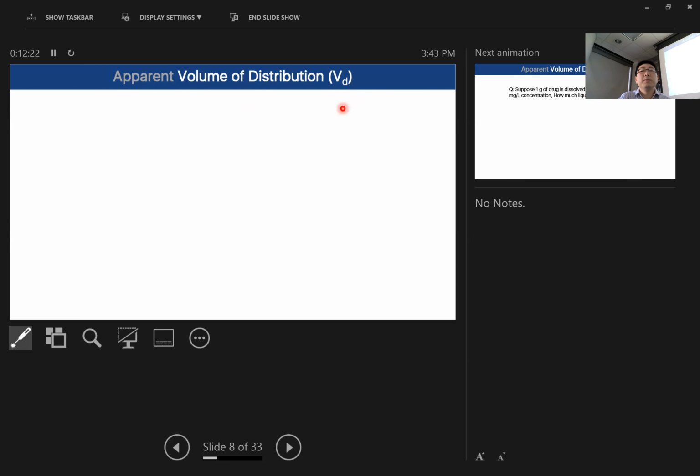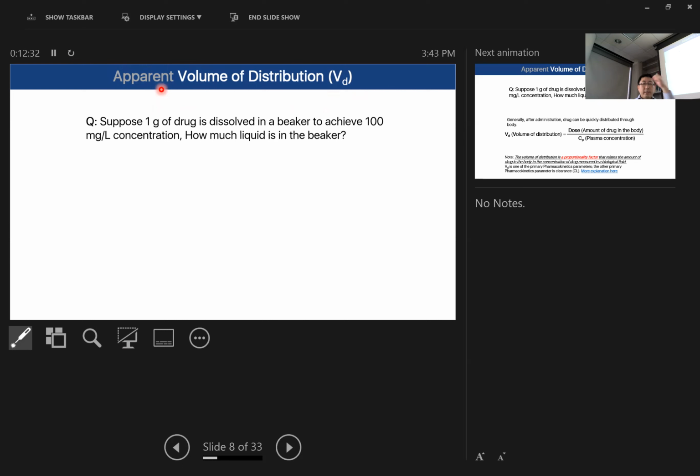And so we call this volume of distribution, but see, I have a grayed out word, apparent volume of distribution. What does it mean here? Let's just take a very simple example. Let's say you have 1 gram of drug and you have a beaker and you throw that drug into a buffer, right? And then when you measure the concentration, it is about 100 milligrams per liter. So the question becomes, how many liters of liquid are there?